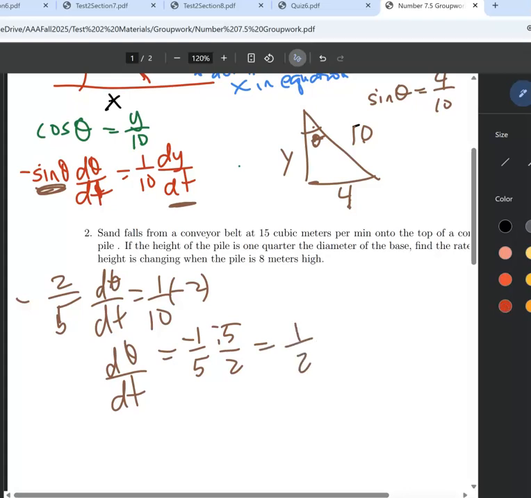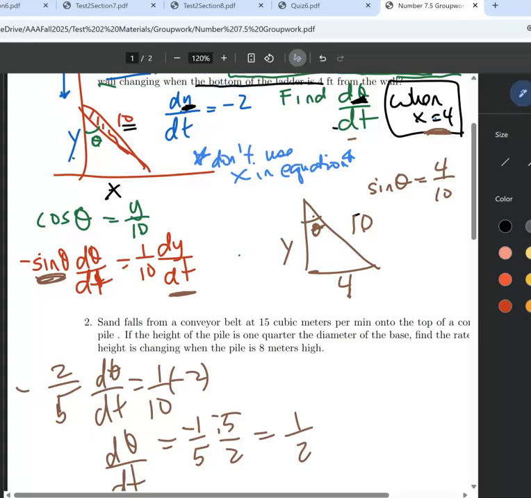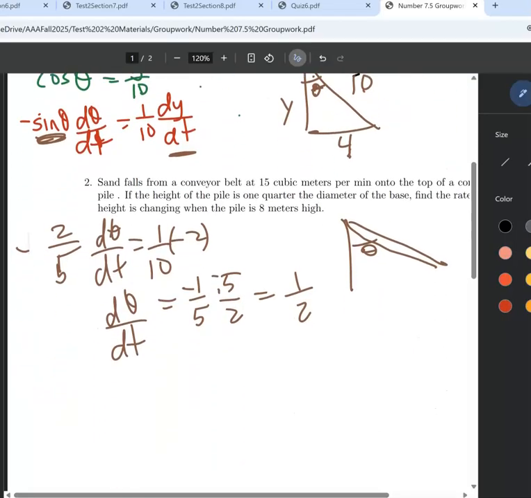Okay, let's make sure that makes sense. Is it true, you think, that that angle will be getting bigger as the ladder slides out? Yes. So d theta over dt is 1/2. All right, so that's that kind of problem.